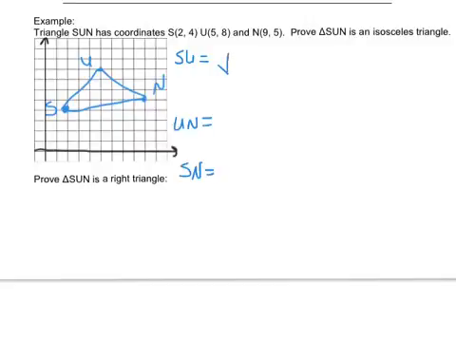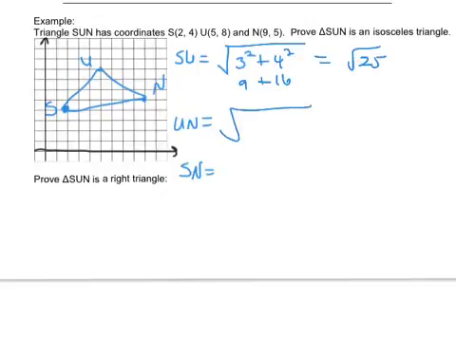So SU, if I look at it, the distance formula is going to be 5 minus 2, so that's 3 squared, plus 8 minus 4, and that's 4 squared. 3 squared plus 4 squared. So this is 9 plus 16 under the radical sign. So that's radical 25.